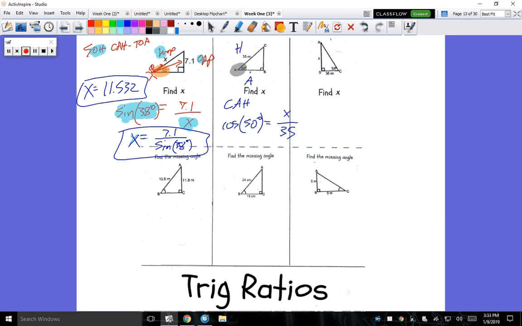Go ahead and say it. What can I do to get x by itself? Multiply both sides by 35, right? Check this out. I know it's been a while. Let's see if you remember.